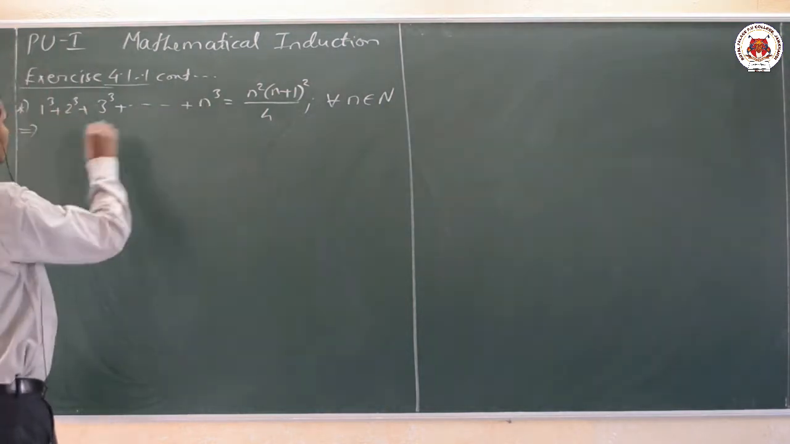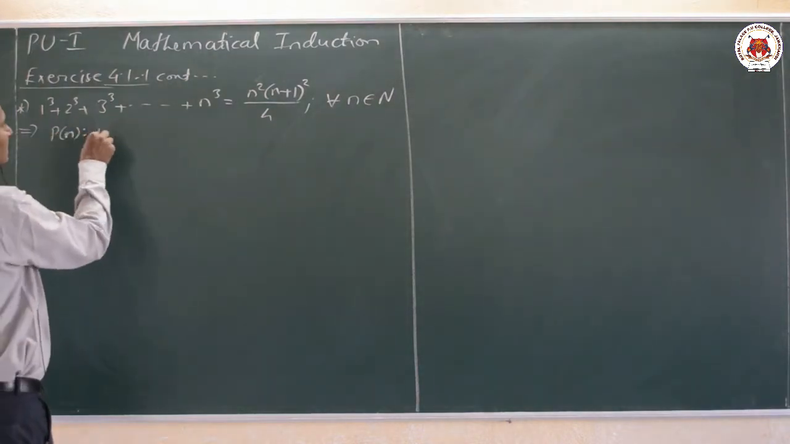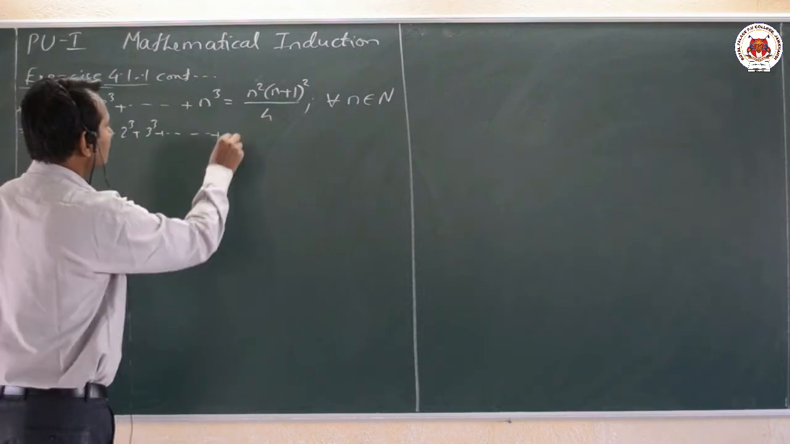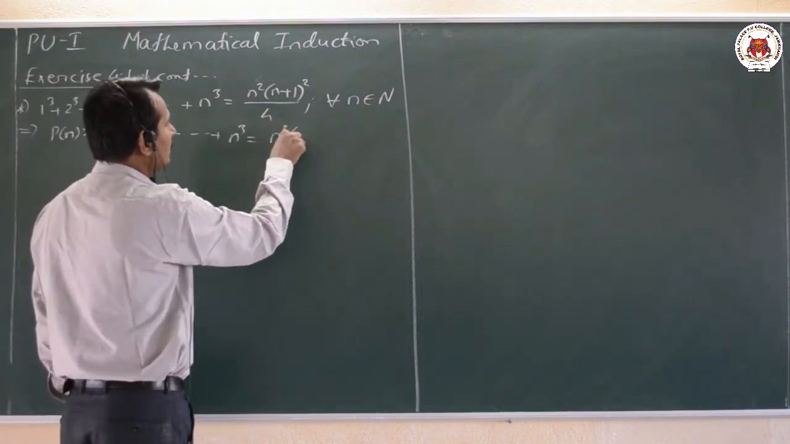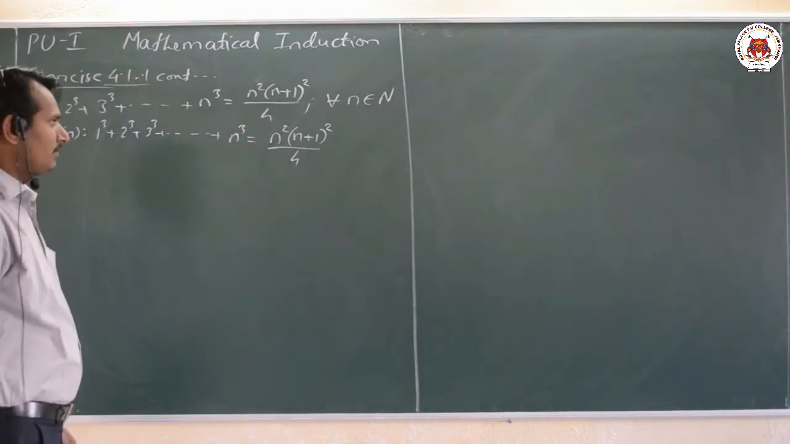Let us take the given problem as a statement P of n, that is nothing but 1 cube plus 2 cube plus 3 cube plus so on till n cube is equal to n square into n plus 1 whole square divided by 4. This is one part.